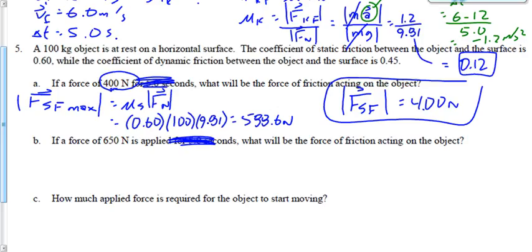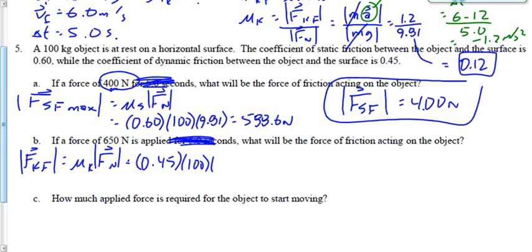Yeah, we got to find it, don't we? We're going to say F_K_F is equal to mu times the normal force. Again, except this time it's kinetic friction. Mu is 0.45 times 100 times 9.81. And that's going to give us a value for kinetic friction of, for this one is 2 digits, 4.4 times 10 to the 2 newtons.